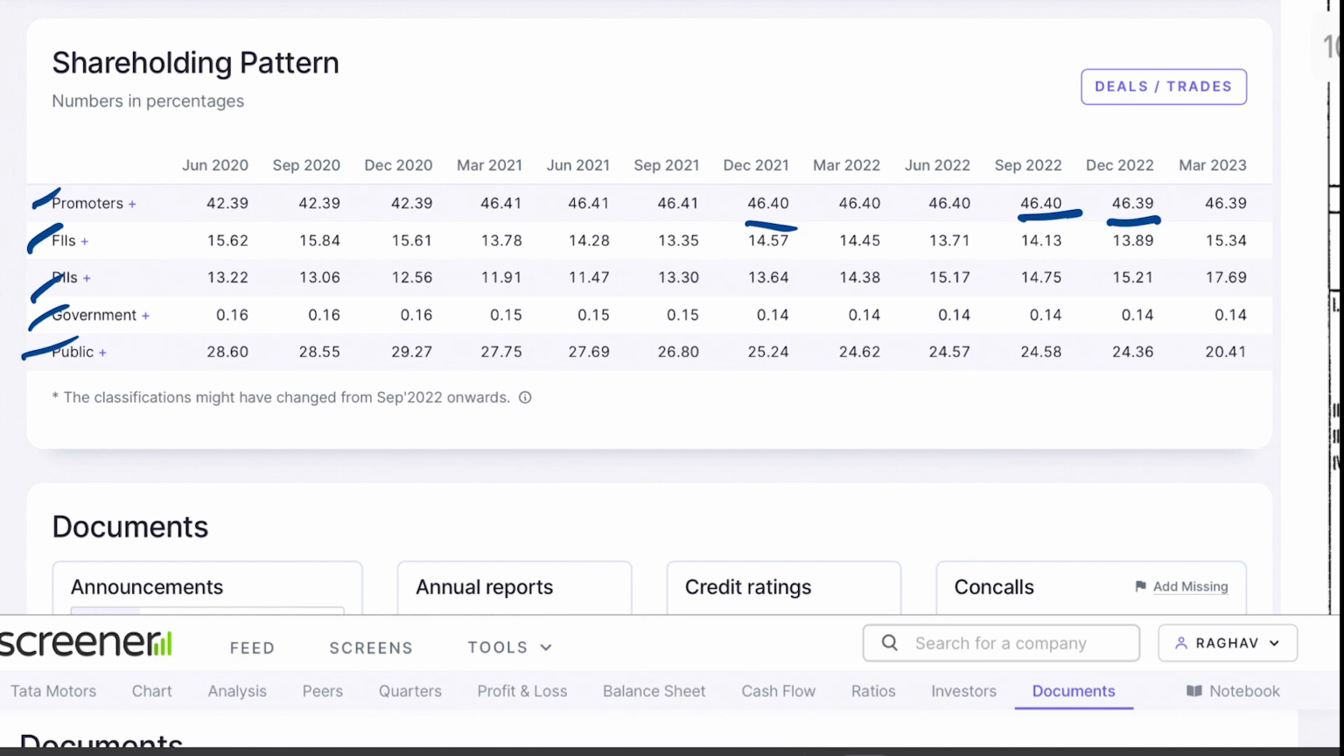What this indicates is a negative sentiment in the market. Whenever the promoters have reduced their holdings, it is always considered that promoters have lost faith in the company or something like that. But in this case, it is just 0.01%, right? So it does not matter much though. When you consider it, FII holding becomes very, very important.